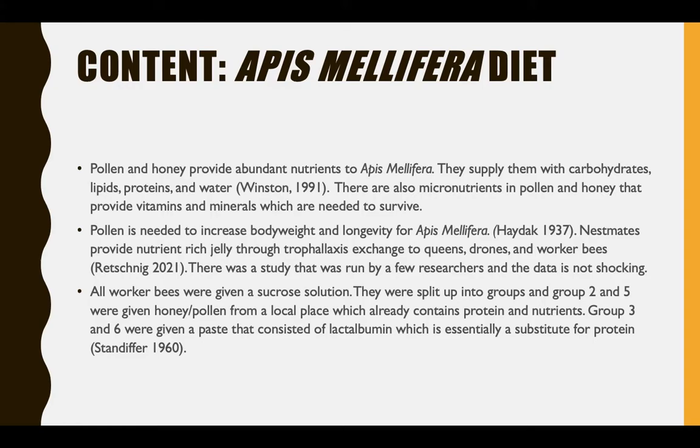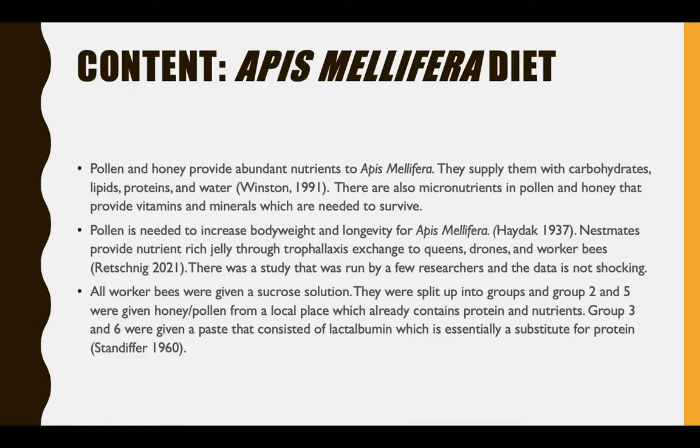Nestmates provide nutrient-rich jelly through trophallaxis exchange to queens, drones, and worker bees. There was a study that was run by a few researchers, and the data is not shocking. All worker bees were given a sucrose solution to begin. They were split up into groups, and groups 2 and 5 were given honey and pollen from a local place which already contains proteins and nutrients.